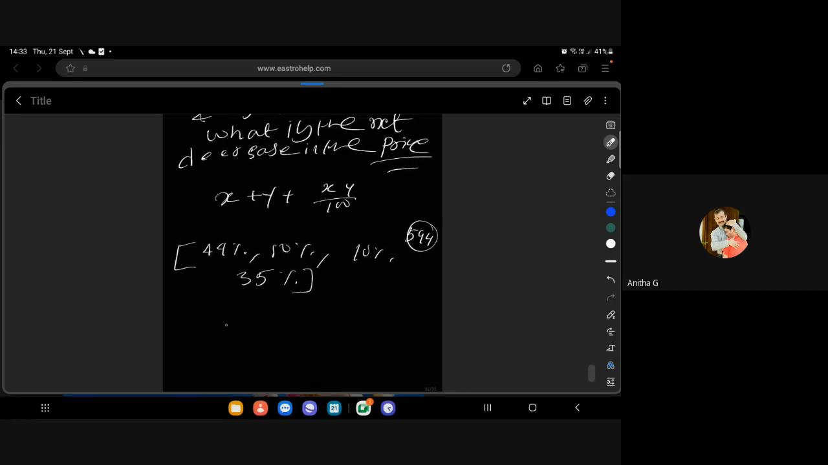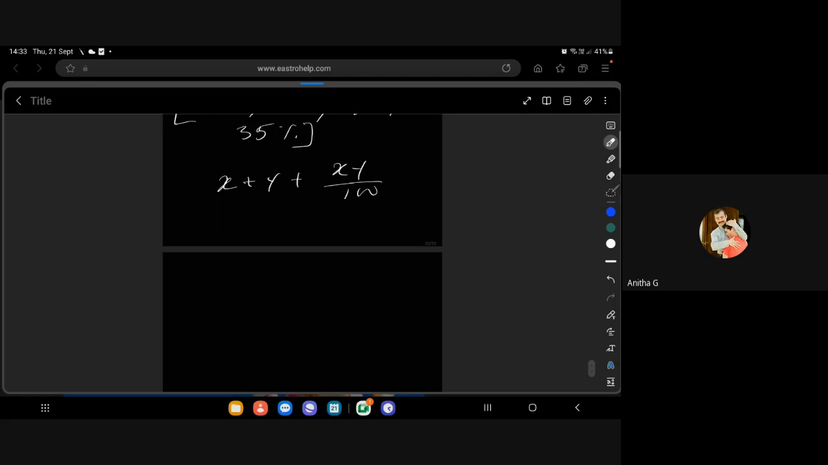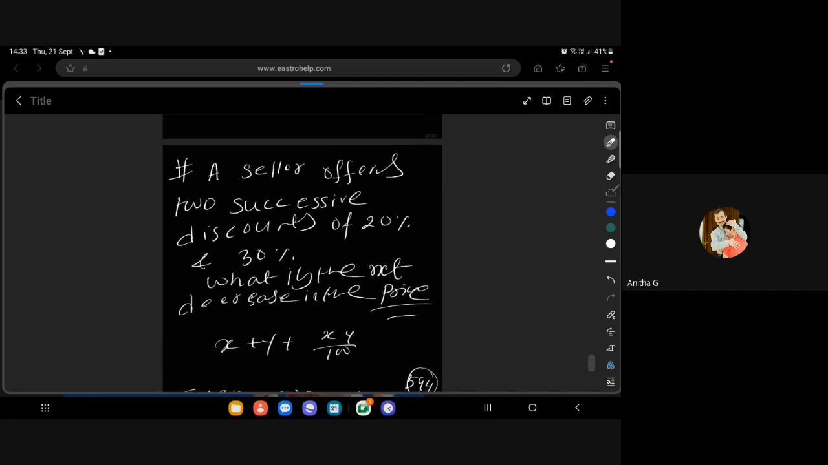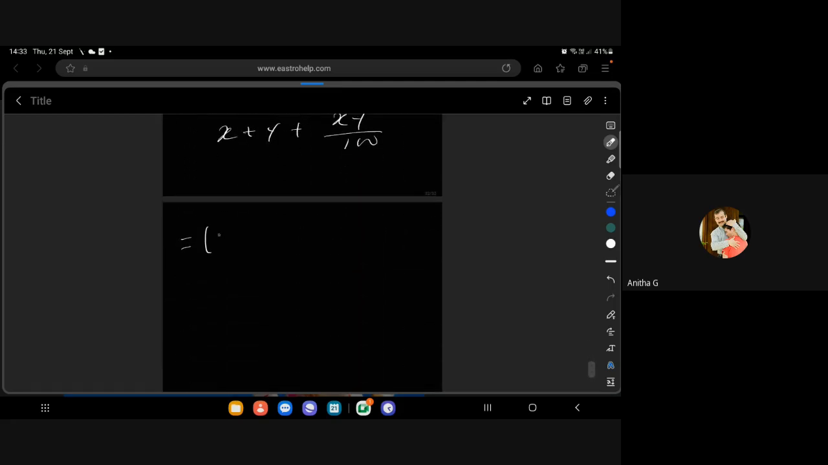See, the formula is the same. X plus Y plus XY by 100. Now, there is a discount, meaning decreasing, so you have to give a minus sign. First, he has given you how much? First 20, then 30. So minus 20 plus minus 30 plus minus 20 into minus 30 by 100.